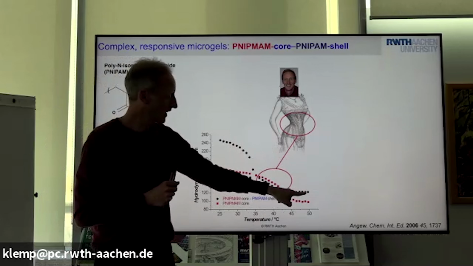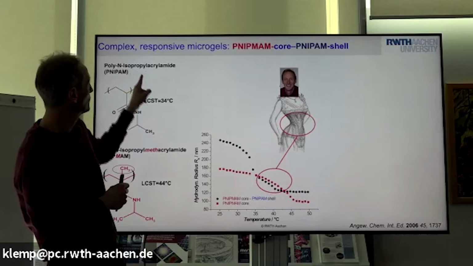So now we cool this down. Now the polyNIPAM, which is the shell, does not want to swell at 40 degrees centigrade. So we have now an object where the shell acts like a corset and prevents the core from swelling. And then the core shell system, which is bigger at high temperature, is now smaller than the naked core would be. And then when we further go down, it swells totally.